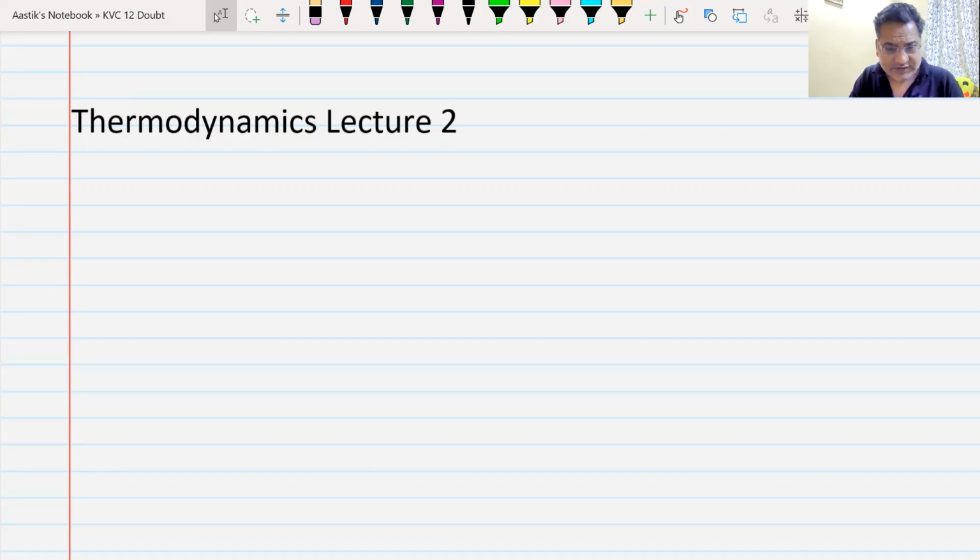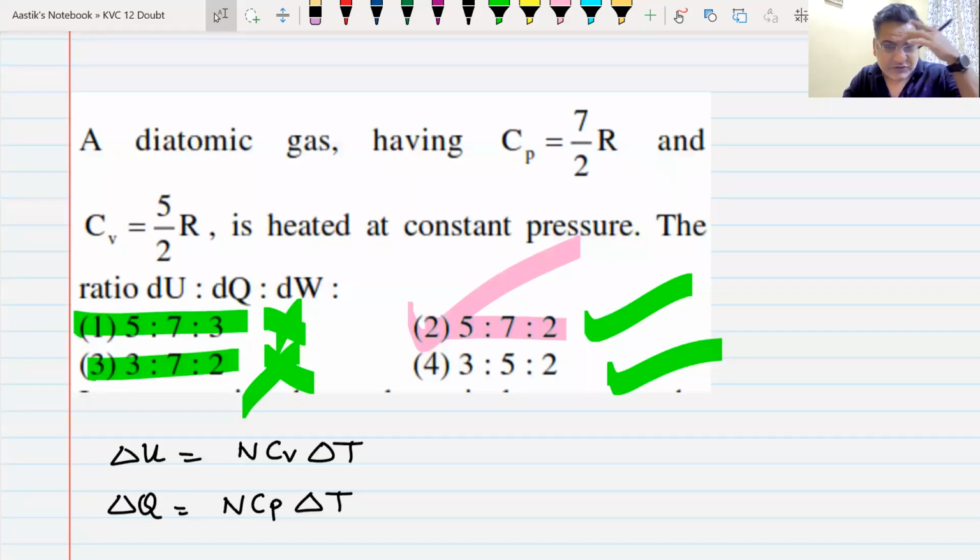In the last class we had seen how we can find out work done in various cases. We had seen how we can use Cp and Cv for a diatomic gas for different processes. How can we find out the work done? How can we find out the heat given? So that was just a beginning of what we had done. Also, we had seen the cyclic process.